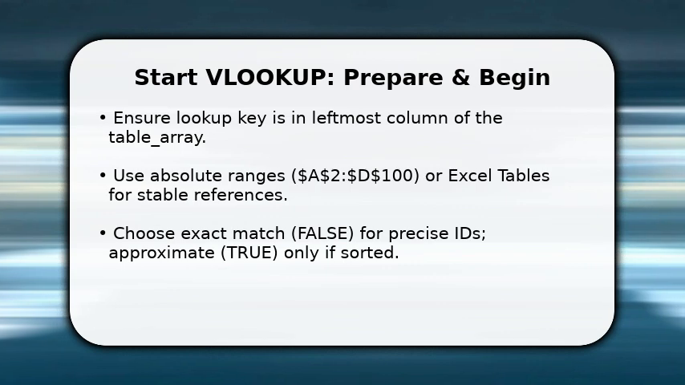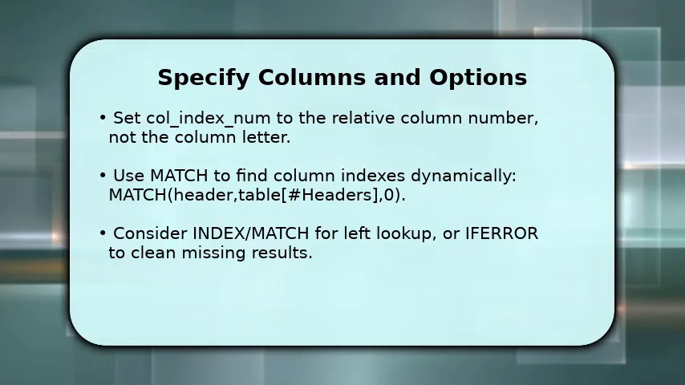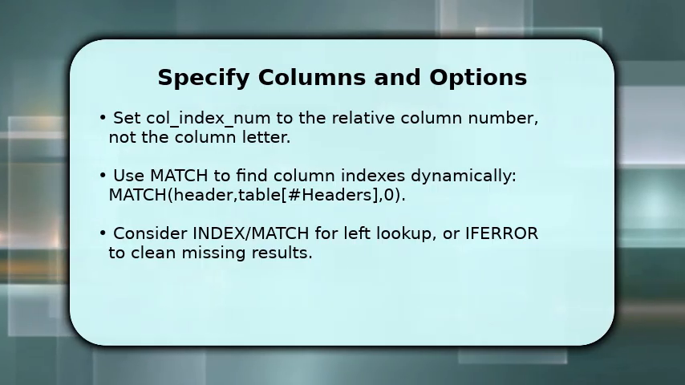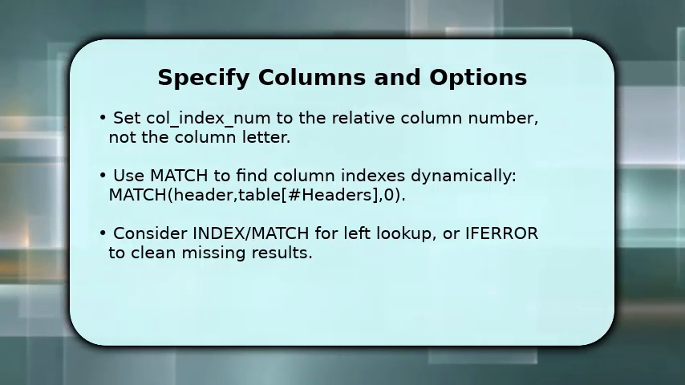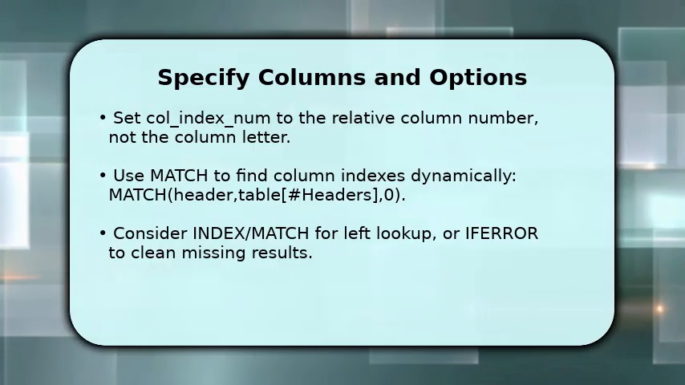Now refine how VLOOKUP pulls data. Determine col_index_num as the count from the leftmost column of your table, not the sheet column label. If columns move, use MATCH(header, Table[#Headers], 0) inside VLOOKUP to locate the index dynamically. Once you nest MATCH, the formula adapts.